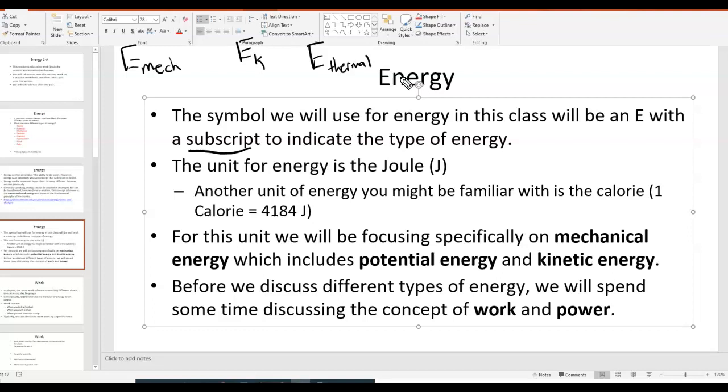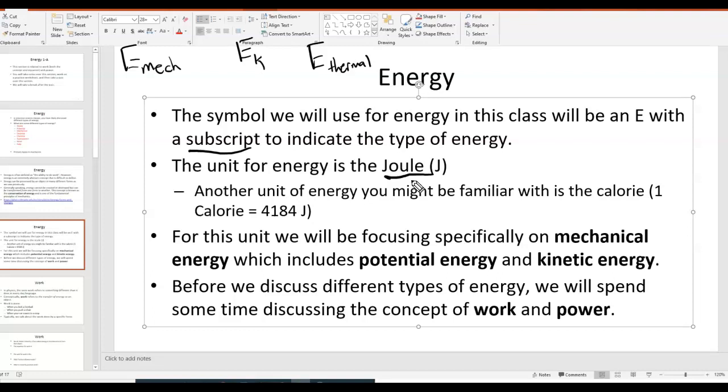So capital E is the symbol for energy, but then we can use subscripts to denote different types of energy. Now, the unit for all types of energy is the joule. Just like the unit for all types of forces is the Newton, the unit for energy is the joule. It's a capital J because it's named after a physicist whose name was Joule. That is the SI unit for energy that we're going to be using in this class. And so when we do energy calculations, all of our answers are going to be in joules. Now there are different units for energy that we're not going to worry about in this class.